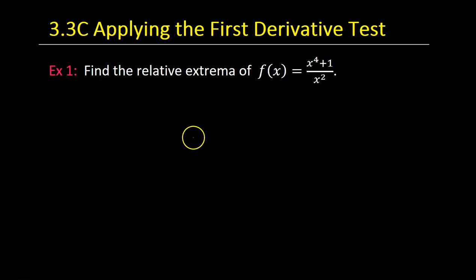In this video, we will continue practicing using the first derivative test to determine increasing and decreasing intervals and ultimately find relative maxima and minima. This problem has one additional element that I want to point out right at the beginning. Notice that f of x is undefined at x equals 0.